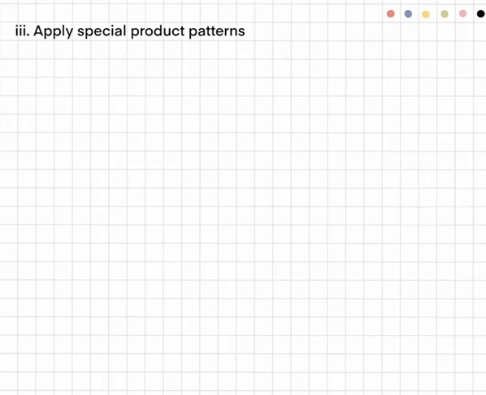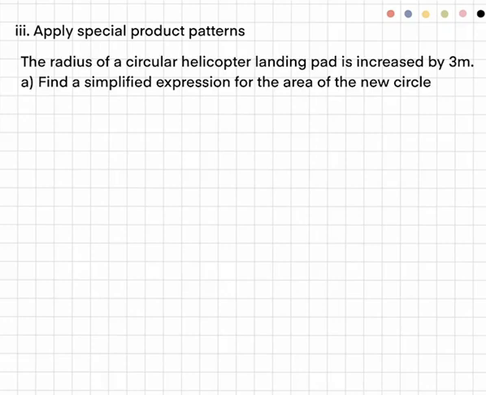Let's try a word problem. Okay. The radius of a circular helicopter landing pad is increased by 3 meters, and they want us to find a simplified expression for the area of the new circle. Okay, so we need some prior knowledge here, which is how to find the area of a circle. The formula for area of a circle is pi r squared.